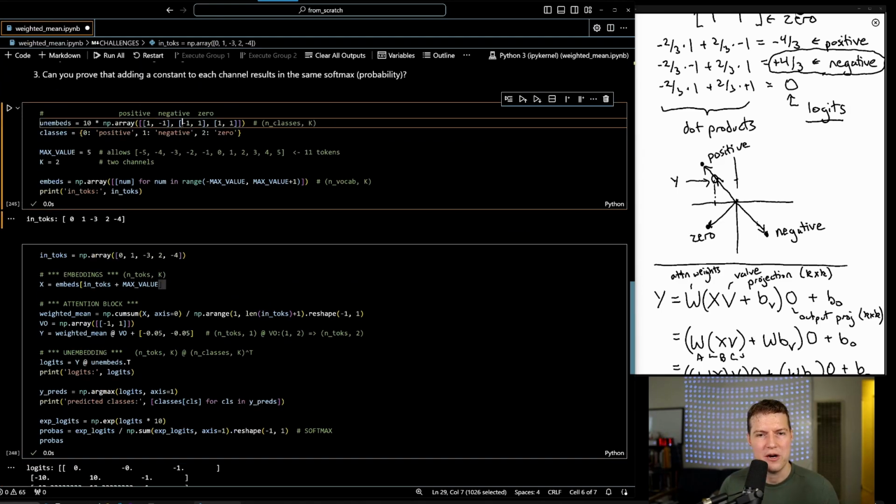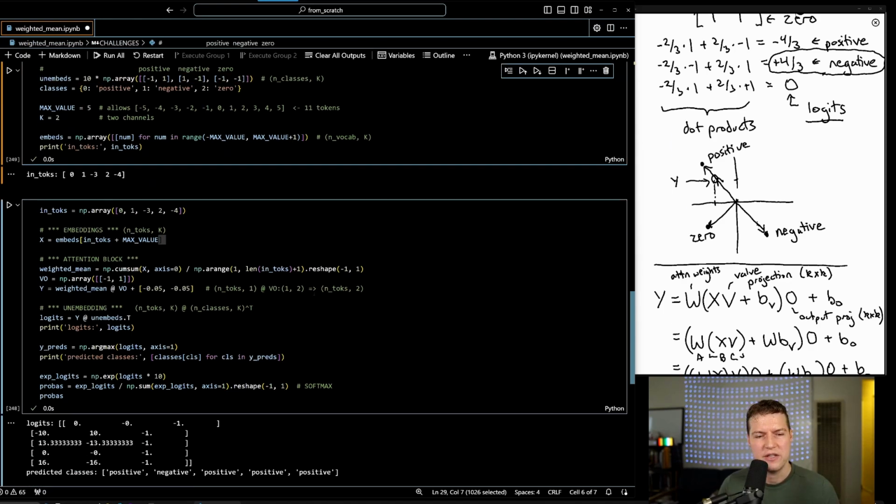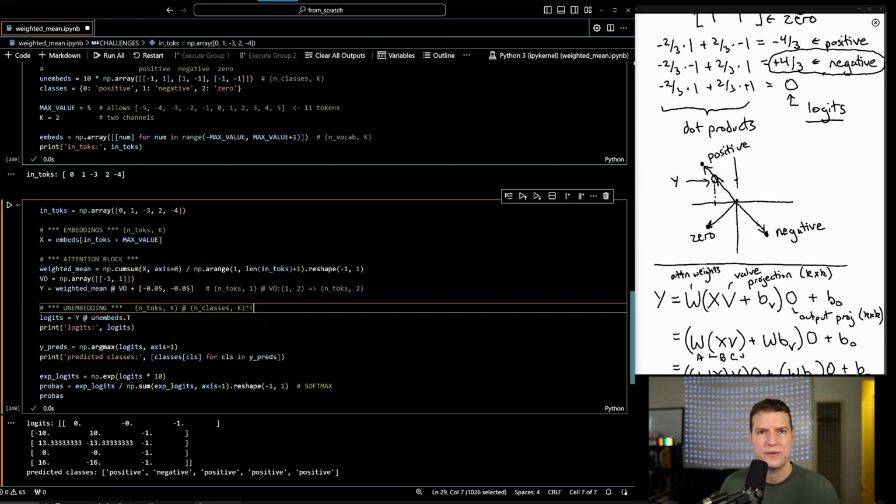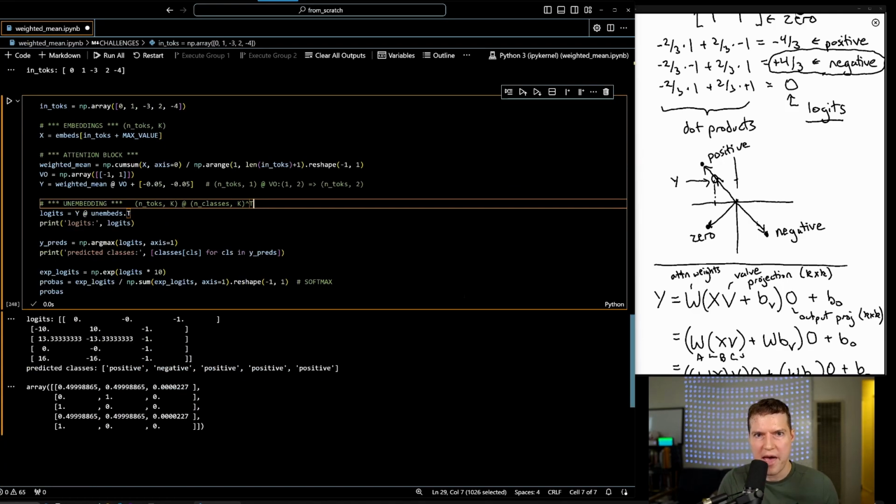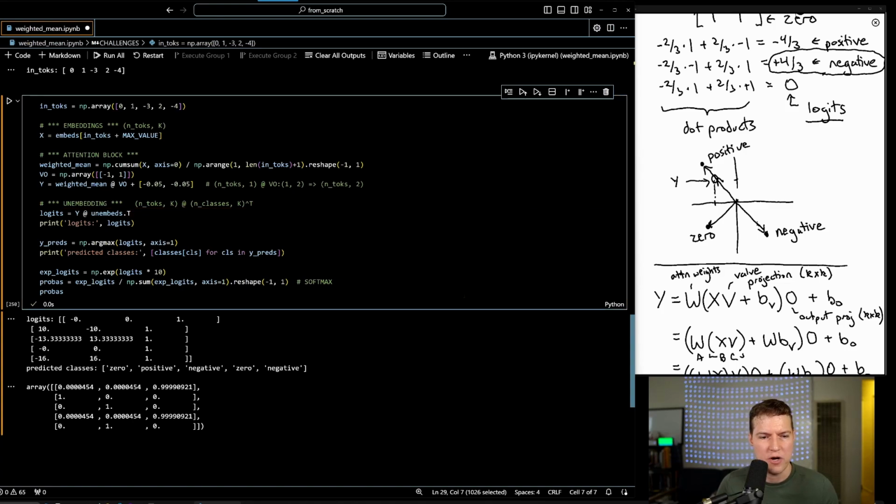So I'm going to have to go up here and change my unembeds to another space. Right? So now if we look at my diagram, positive is -1, 1. Negative is 1, -1. And 0 is now -1, -1. So you can see how our attention block can transform the space. And this is what frequently happens in real transformers.